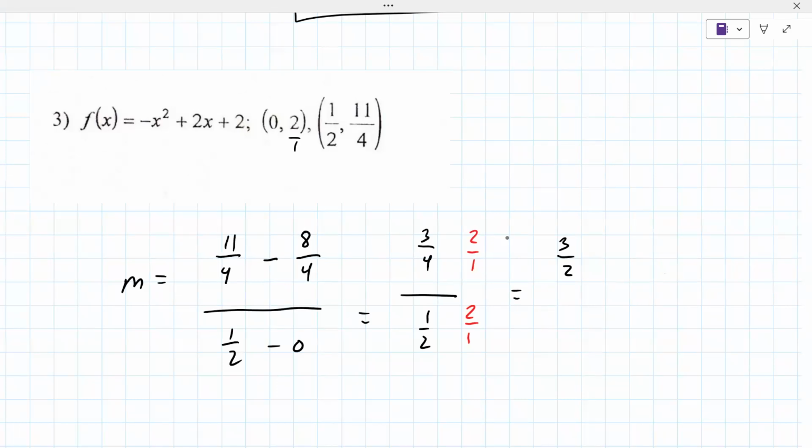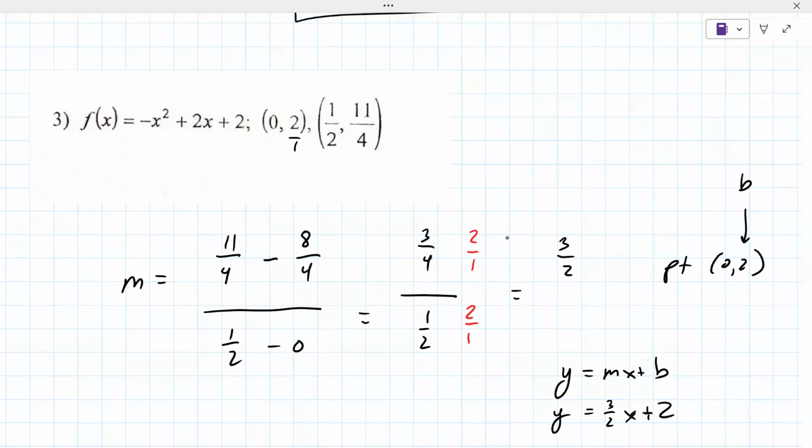This time the point that we ought to use is (0, 2). That's the b value. So this time I'm going to use y = mx + b because the slope is 3/2 and the b value is 2. You could use point slope form, but the b value makes it ideal for slope intercept form. Okay.